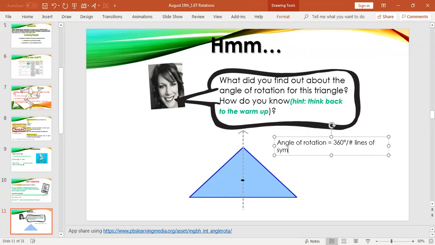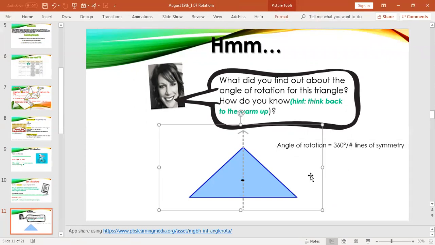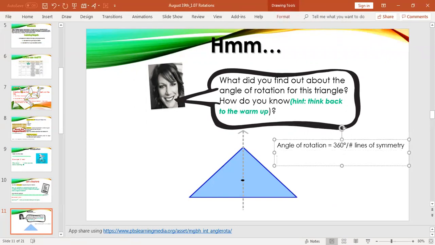All right, that's one way you can find the angle of rotation. And remember, for this figure, it's 360 divided by 1. So the only angle of rotation that maps the figure onto itself is you have to make a full turn, a 360 degree rotation.